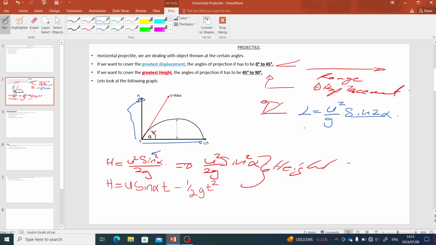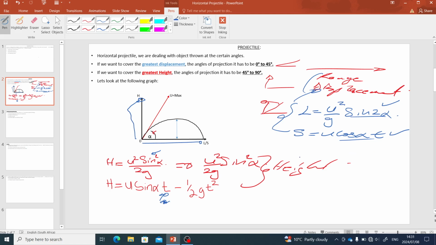Or if you are given time in calculating the displacement or range, it will be S equals u multiplied by cos alpha multiplied by time. Now these are formulas for calculating the range and displacement. If they say calculate the range, you will use this formula. If they say calculate the displacement and you are given time, you will use that formula. You can also be given time for height and they want you to calculate the displacement. You can always use this time here to calculate that displacement there.